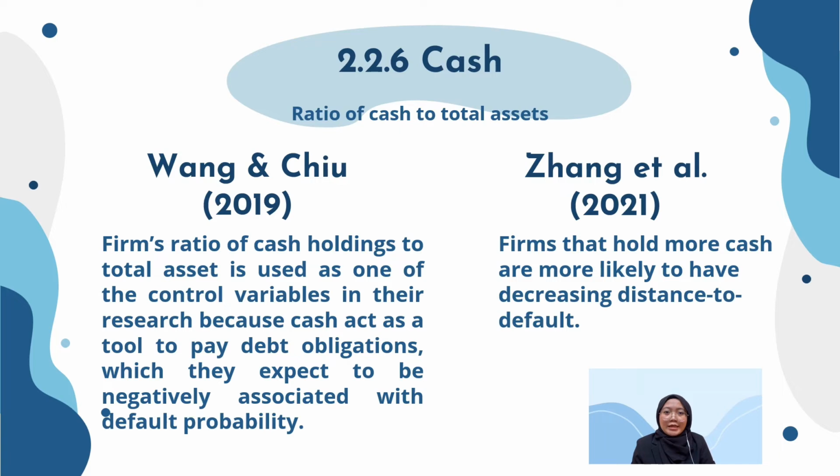Lastly, cash. In the study by Wang and Chu in 2019, the firm's ratio of cash holdings to total assets is used as one of the control variables in their research because cash acts as a tool to pay debt obligations, which they expect to be negatively associated with default probability. However, this is contrary to the finding by Zhang et al. in 2021, in which they claim firms that hold more cash are more likely to have decreasing distance to default.